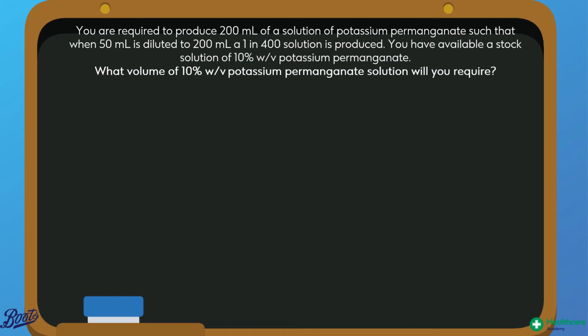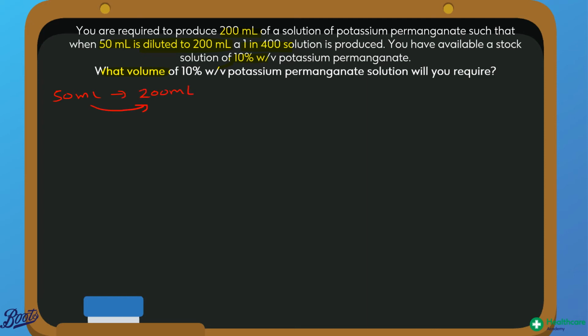So for this particular question, we are going to highlight 200 millilitres, 50 millilitres, 1 in 400, and also the stock solution of 10% weight per volume. From the question, we're going to highlight the volume of 10% weight per volume. So let's start off by working out if 50 millilitres is diluted to 200 millilitres, then how much are we diluting it by?